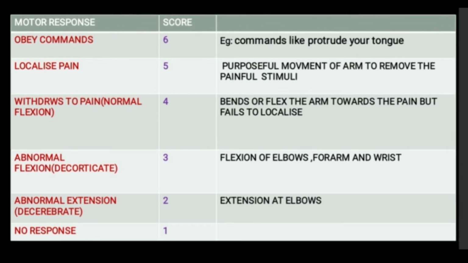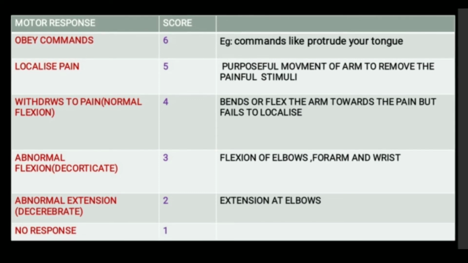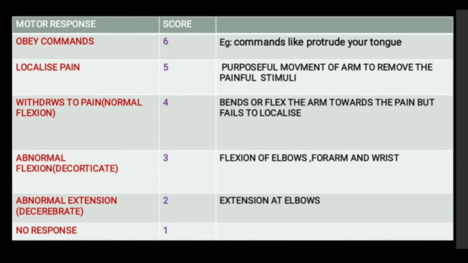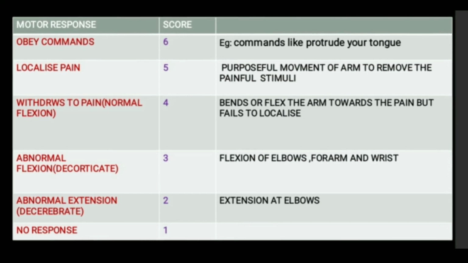If the patient withdraws to the pain, that means normal flexion. If we are giving a pain to the patient, the patient tries to remove the painful stimuli, but he fails to localize the pain. The patient cannot raise his hands above the clavicle line. Then we can say the patient is having only a normal flexion, only a withdrawal response to the pain. Then the score awarded is 4.